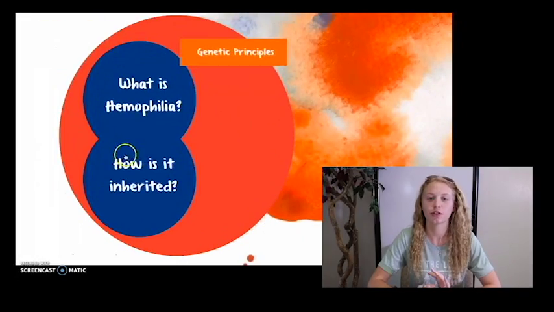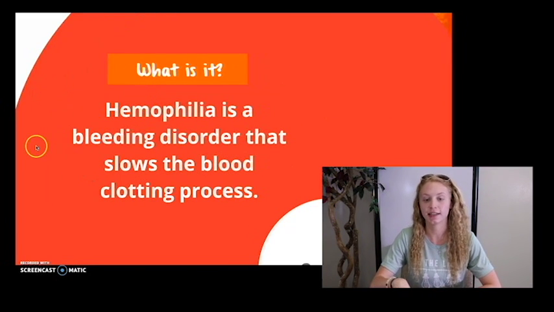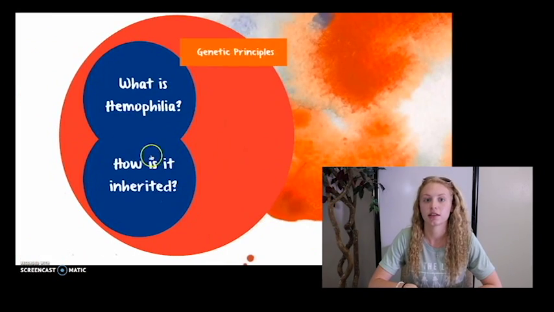Okay, so first we're going to start off with genetic principles. Our first topic is what is hemophilia? Hemophilia is a bleeding disorder that slows the blood clotting process. This happens because you don't have the clotting protein in your blood that helps your blood to clot whenever you get a cut or something, so you don't bleed out. With hemophilia, even if you have just a simple paper cut, technically you could bleed to death because you don't have that blood clotting protein.